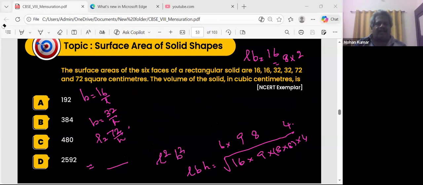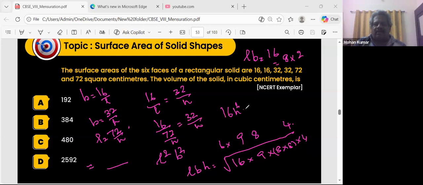So B is 16 by L. Then we have B equals 32 by H. So I'll put it like this: 16 by L equals 32 by H. Now L is 72 by H. So 16 by 72 by H equals 32 by H. So let's do it like this: 16H square equals 32 into 72.